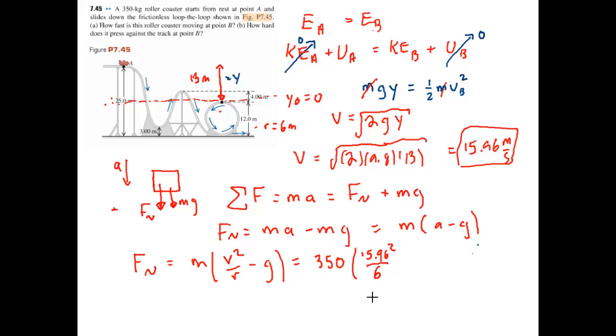So divide that by my radius, that's my 6 meters, minus 9.8. And I'm going to come up with my normal force being equal to 11,428 newtons.